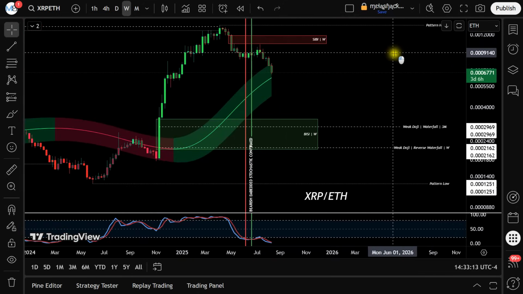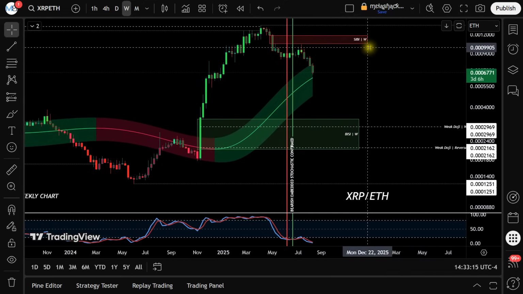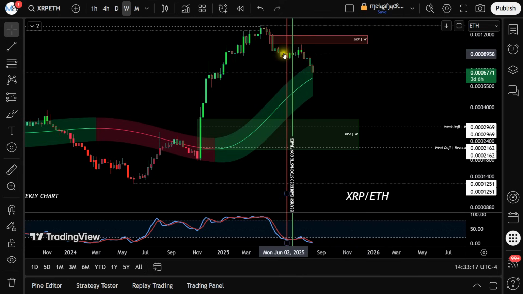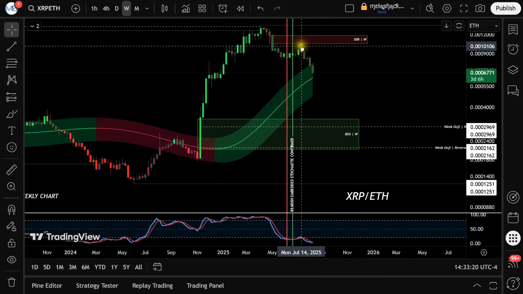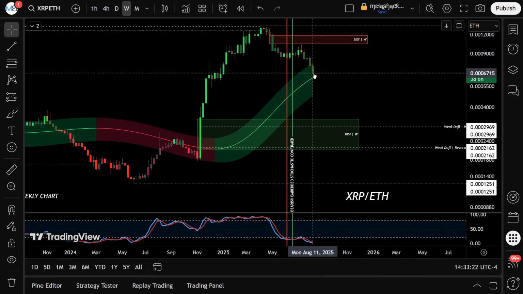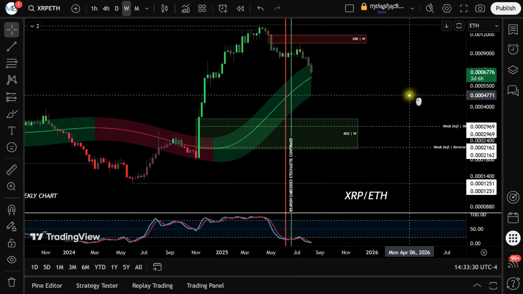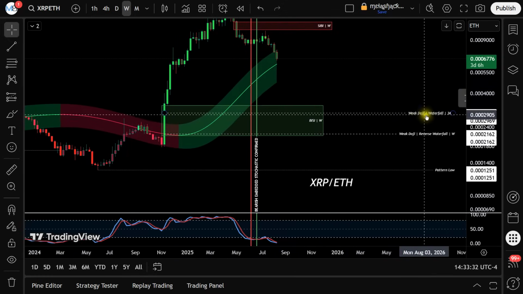We have a bearish fair value gap in the form of a SIBI on the weekly chart right here, which has now rejected price for the first time, pushing it to the downside, which means that price is favoring Ethereum over XRP. We do have two clear targets right here on the chart.